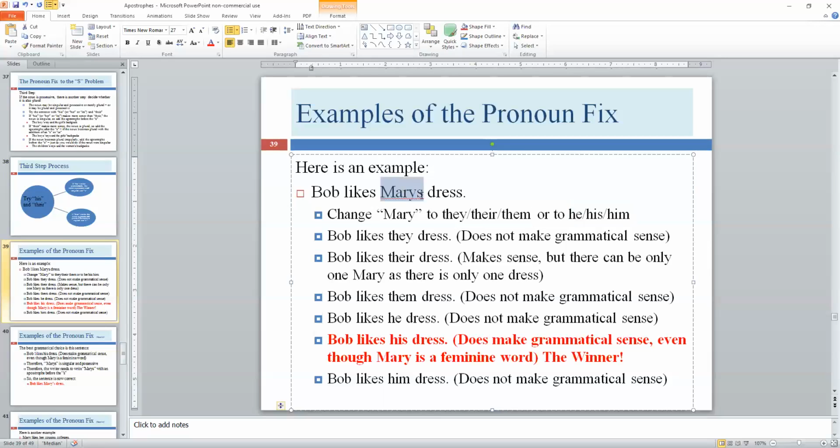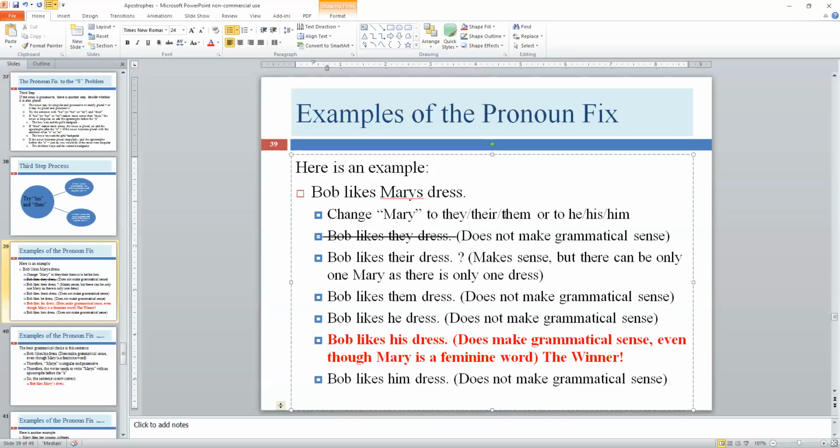We're replacing Mary's first with they. Bob likes they dress. When we hear that, we know that's not right. So we can cross that out, right? Bob likes their dress. That doesn't offend our ears in the same way, but it suggests that one dress is being owned by lots of people. I suppose that could happen. You might have twins or even friends that are the same dress size who wear the same dress, but that's not a common situation. So the word their kind of doesn't seem right, but maybe I'd put a question mark here. Maybe we'll think about that a little bit more.